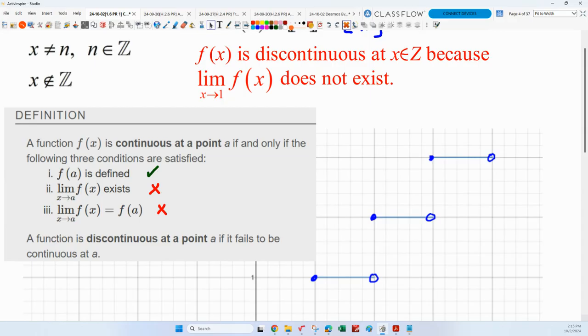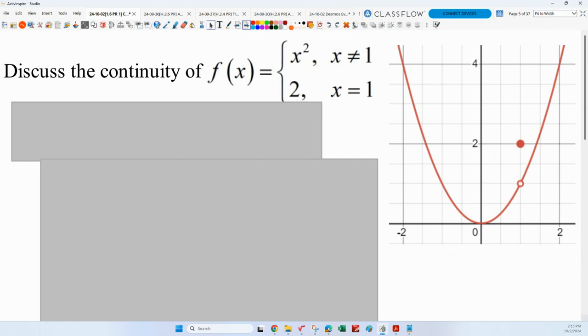So all integers. Okay, and how come? Because the limit doesn't exist. Okay? Let's try another one. What does the Z stand for? Capital Z is just normally the set of all integers.